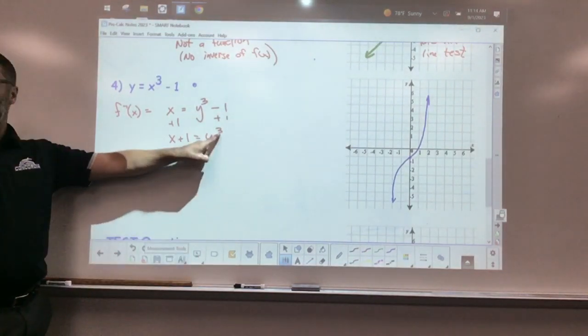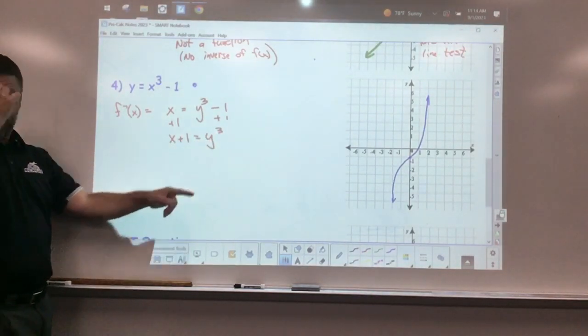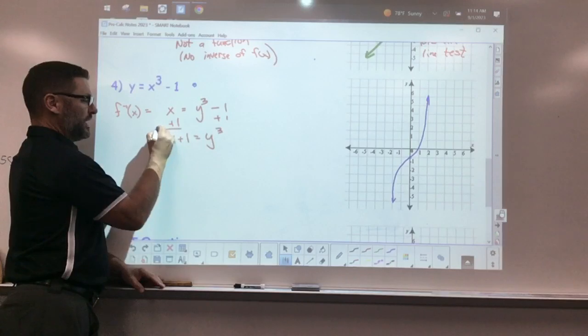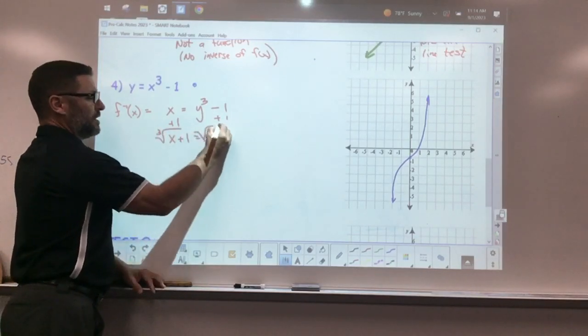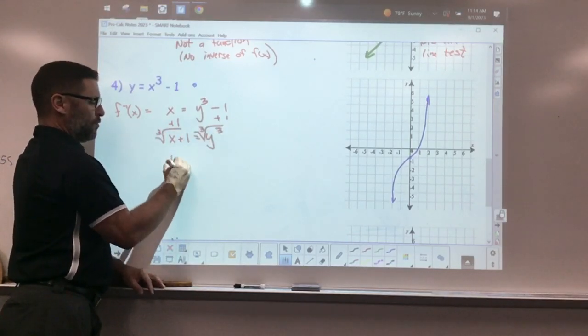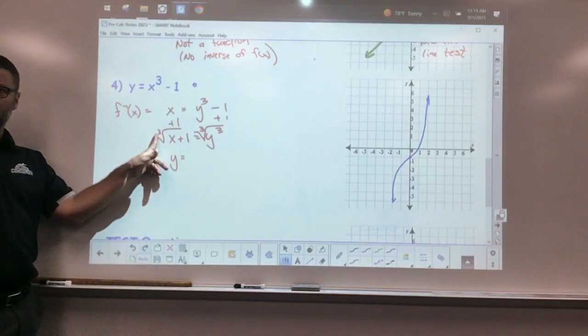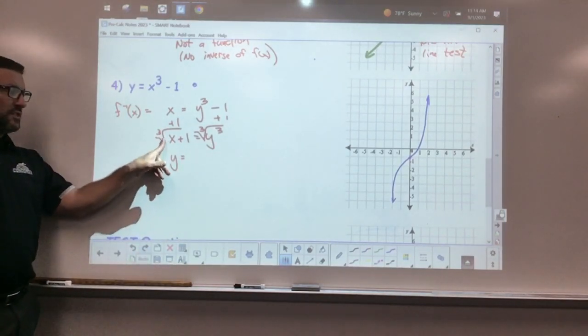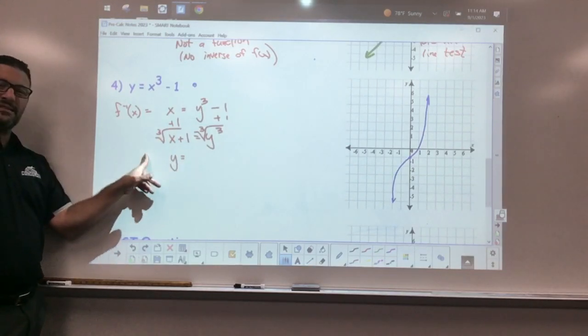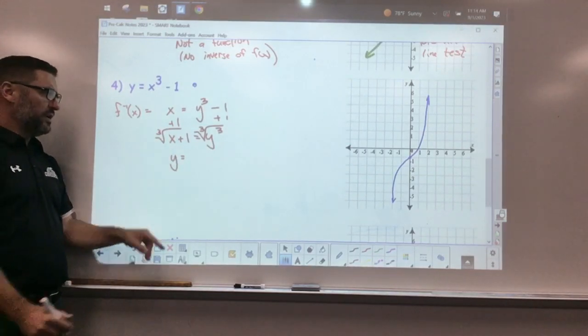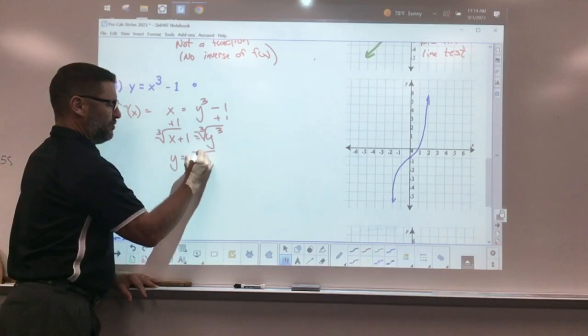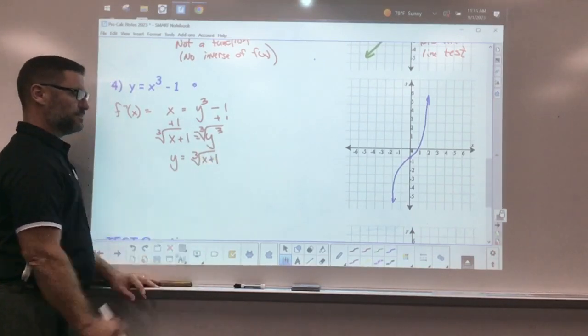And now I got to get rid of a cubed. Cube root. Yep, there's a cube root button. Oh, I know what that shape is anyway. There's a cube root button. And I get y equals. Now, with odd root, odds can be positive or negative. You actually don't enter the idea of the plus or minus here. You just leave it. Cube root of x plus 1.